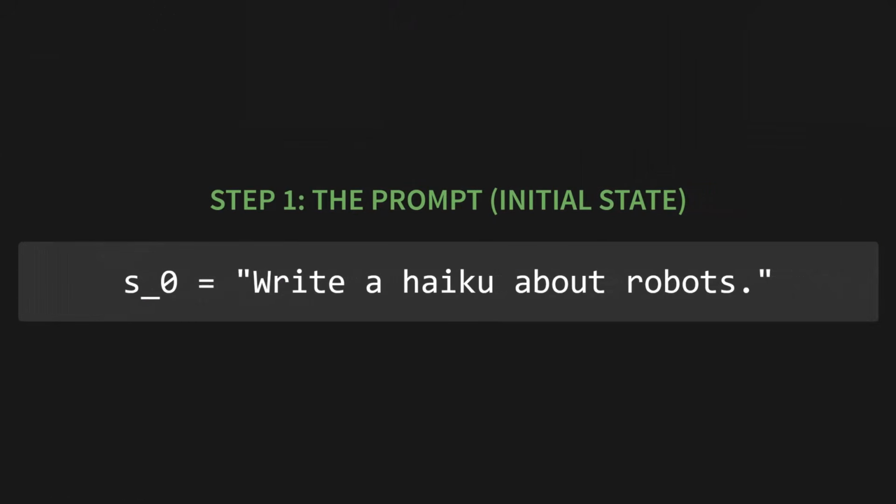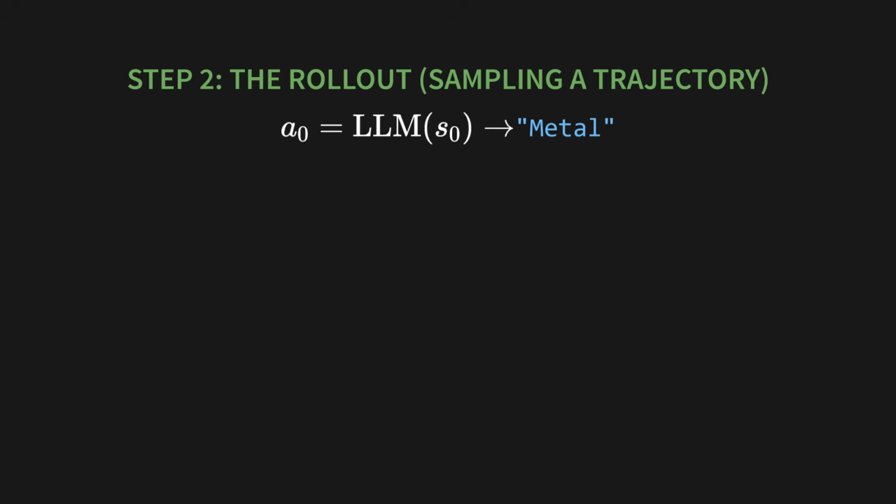Step 1, the prompt. This is our initial state, S0. Write a haiku about robots. Step 2, the rollout. This is where we sample a full trajectory. The LLM takes the state and generates the first token, our action, A0, which is "metal".